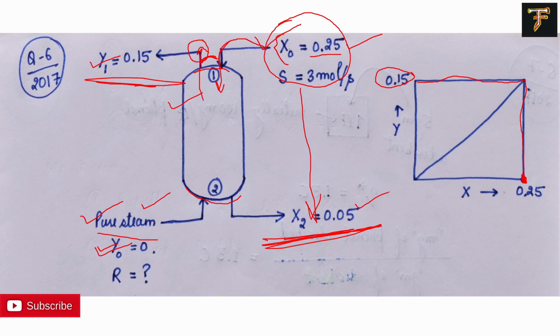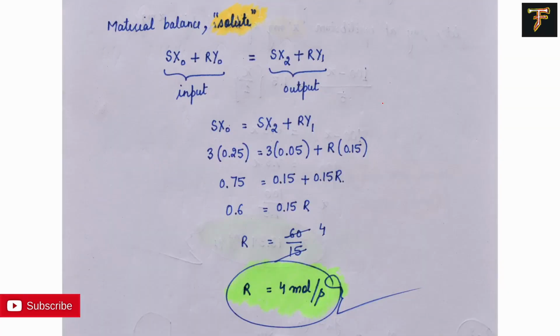So all the compositions are known to you, and you also know the flow rate of the solvent, not solution, the flow rate of the solvent that is going to enter from the top. Now you have to find the flow rate of the pure steam. So I will do the material balance of solute here. This is what exactly happens.